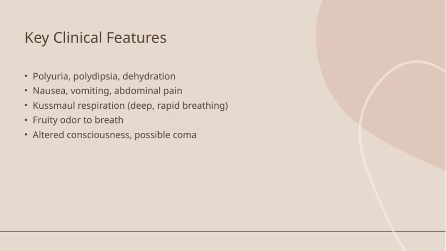Another characteristic feature is Kussmaul respiration, which is deep and rapid breathing. This is the body's way of trying to get rid of excess acid. You might also notice a fruity odor to the breath, which is a classic sign of ketoacidosis. In more severe cases, altered consciousness or even coma can develop if the condition worsens. Recognizing these symptoms early is crucial because they highlight the body's response to a significant metabolic disturbance, often related to uncontrolled diabetes. Understanding these features helps us identify and manage diabetic ketoacidosis promptly, preventing further complications.